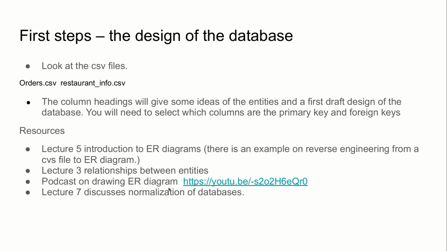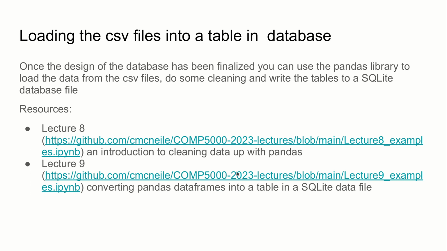One of the things I ask you to do is to look at database normalization. One of the key things in relational databases is that one piece of information should be in one place, and in database jargon this is known as normalization, which is discussed in lecture 7. This file will be available on the DLE if you want to click on the links. Okay, so that's the first step.